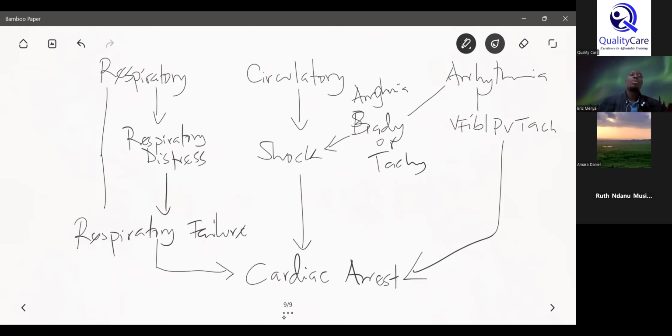Okay, so that is our tip. So let's start with respiratory. Let's start with respiratory issues, and then we will discuss afterwards. So we are watching a video, then we discuss.